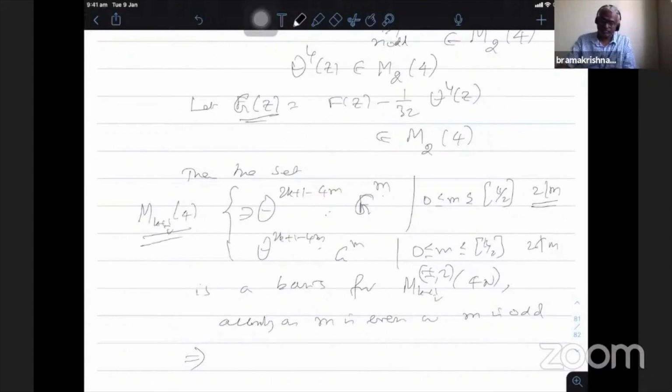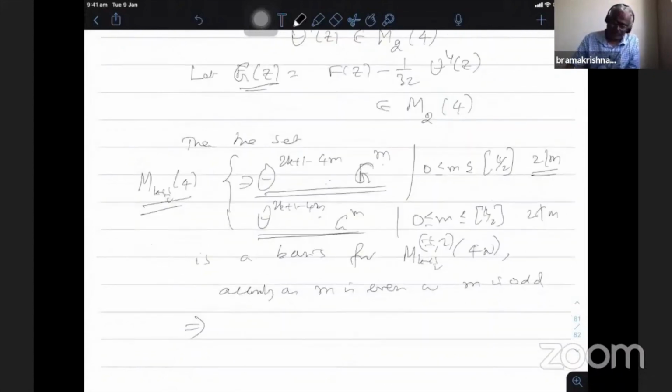Okay, so for plus comma 2, this is the set of generators and this is the set of generators. Therefore, in fact, they are linearly independent also. Therefore, one can find a basis. This implies the dimension of M_{k+1/2}^{+,2}(4) is the integral part of k by 4 plus 1. This is true for every k.